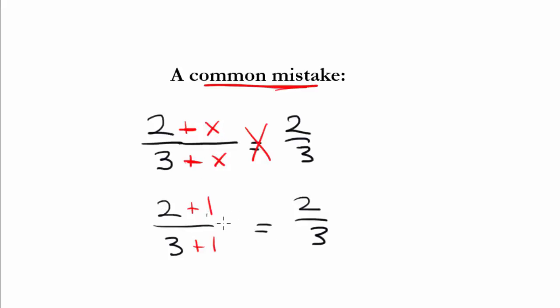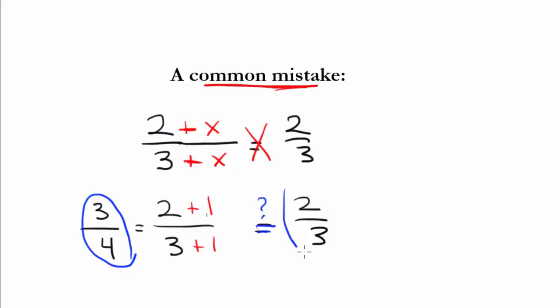Well, 2 plus 1 is 3. So here, let's keep writing over here. 2 plus 1 is 3, and 3 plus 1 is 4. So the question is, does 3/4 equal 2/3? And the answer is no, they are not equal. I would much rather have 3/4 of a dollar than 2/3 of a dollar.